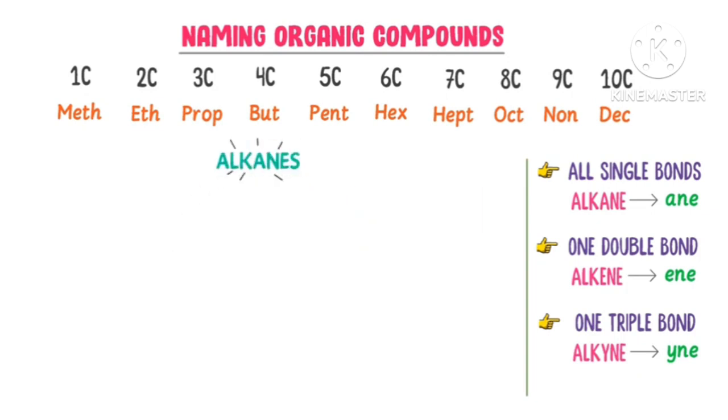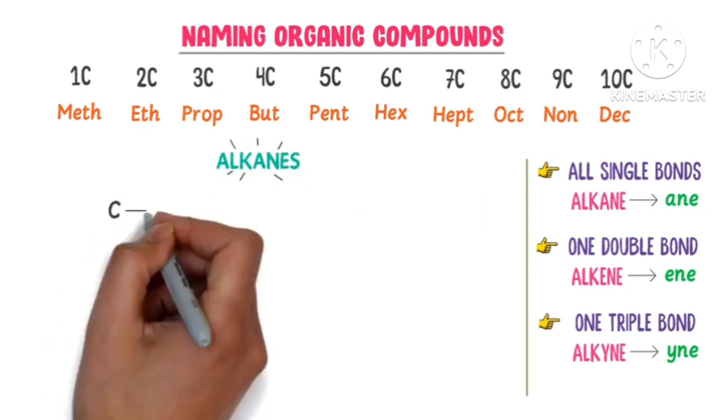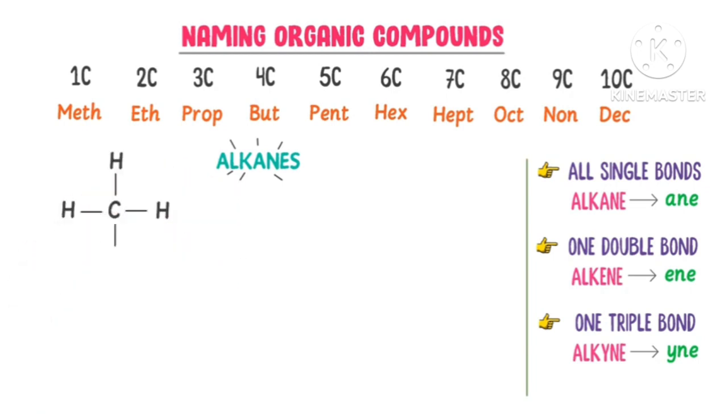For example, consider this one carbon. It forms 4 single bonds with 4 hydrogen atoms. There is only 1 carbon, so we write meth. This carbon forms all single bonds. It is an alkane and we write ane with meth. So we get methane. Remember that a prefix like meth shows the number of carbon atoms and a suffix like ane shows the type of organic compound, like alkane.